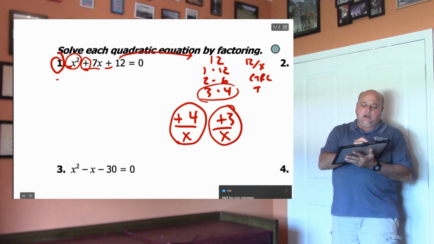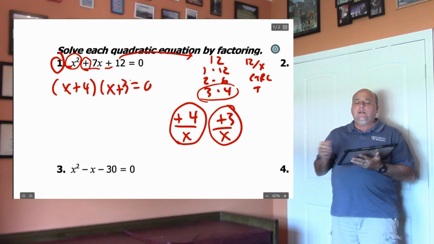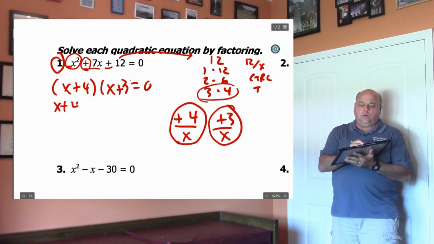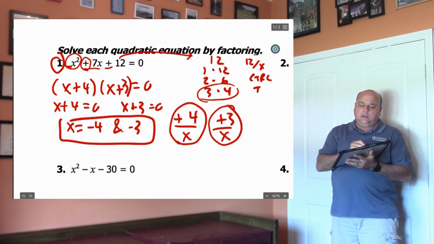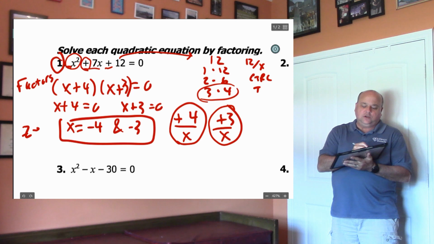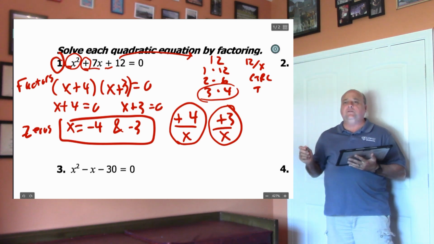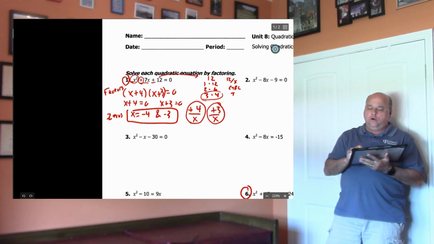So my factors are going to be x plus 4 and x plus 3 equals 0. Then you set each factor equal to 0. And you just solve for x. So my x is going to be a negative 4 and a negative 3, right? Remember, these are your factors and these are your zeros. There's a big difference between the two. Piece of cake.